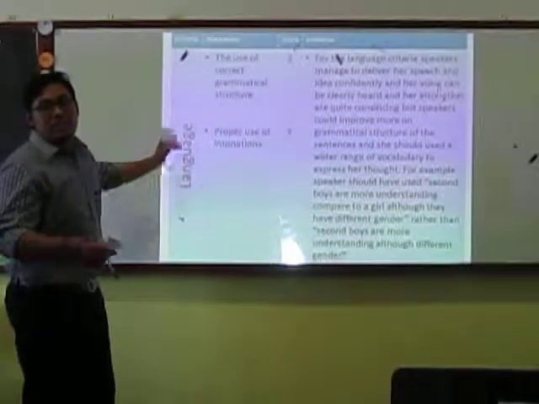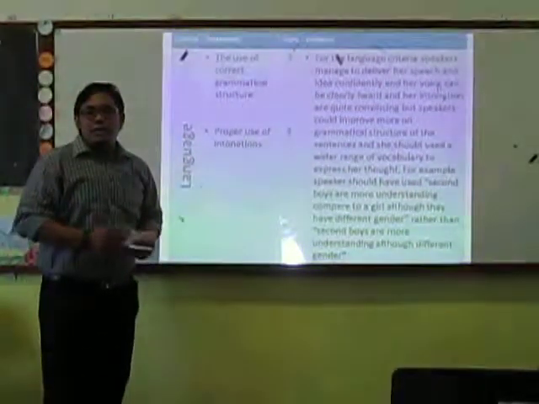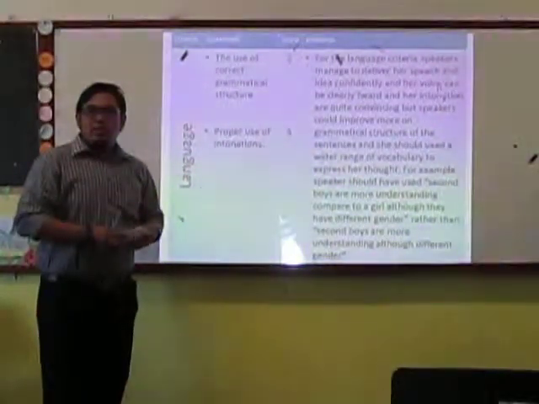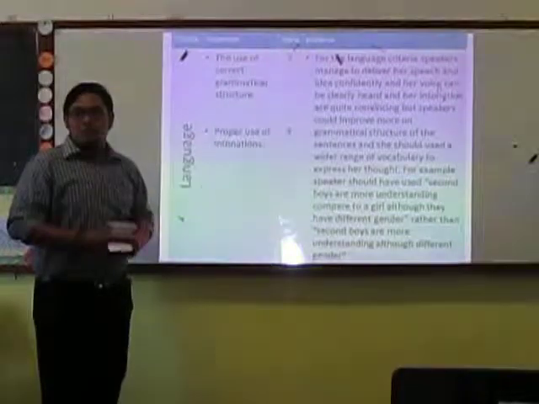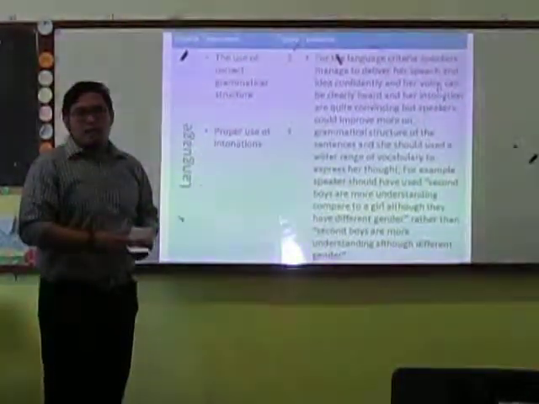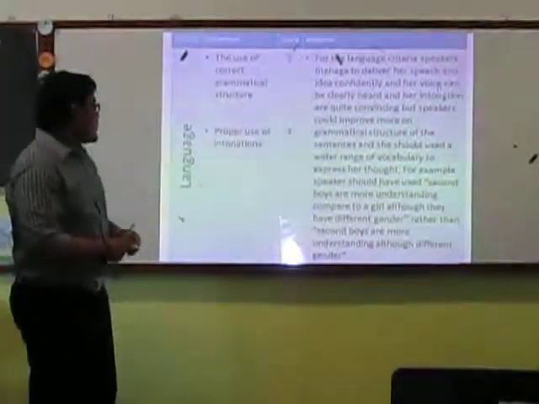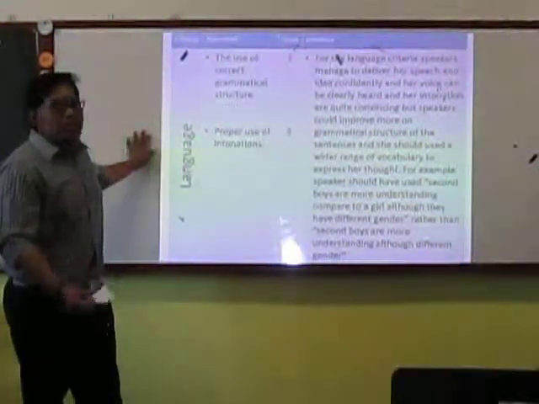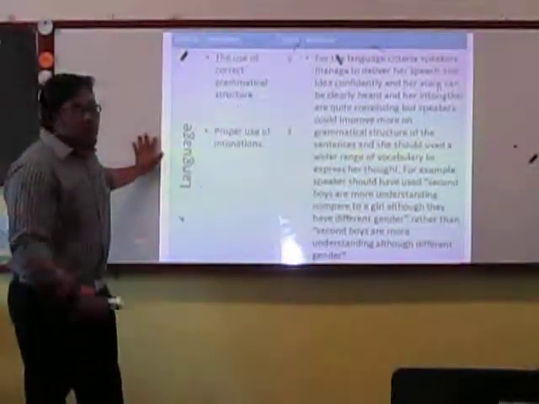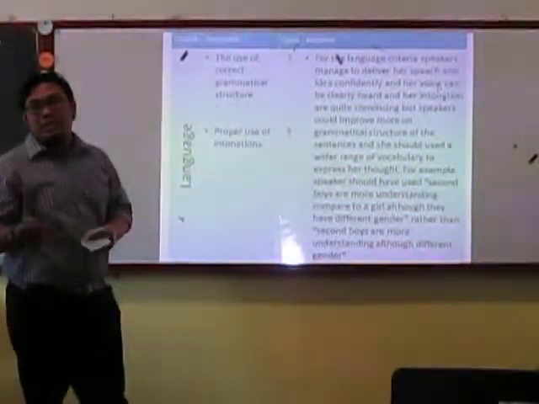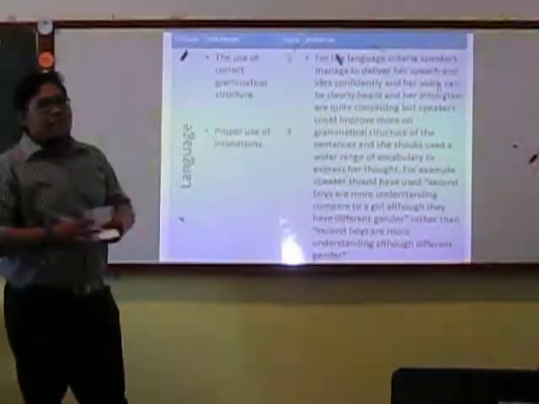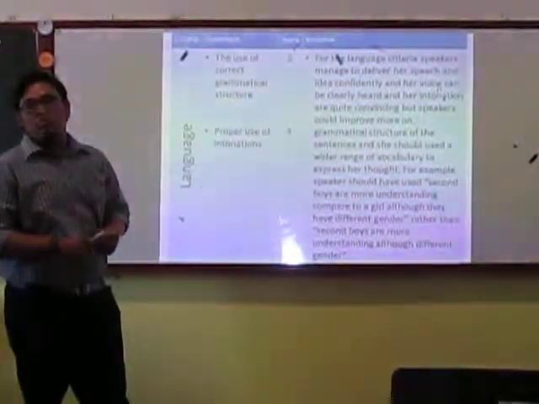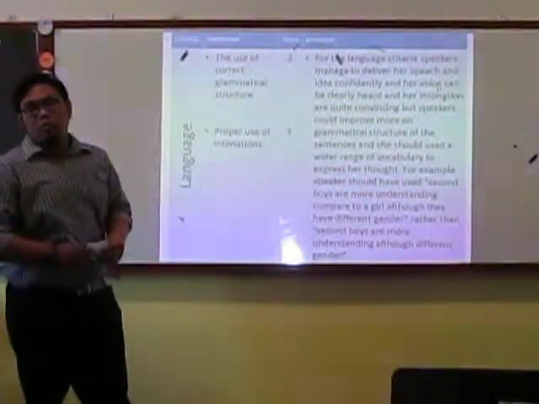The candidate's intonation and voice projection are clear, but the structure of the sentences is not well organized, so there are a few spots with grammatical errors. The next one is proper use of intonation, and the candidate managed to score 3. She managed to use proper intonation where she has to emphasize and where she needs to slow down, but there is still room for improvement.